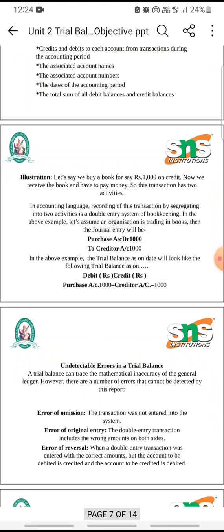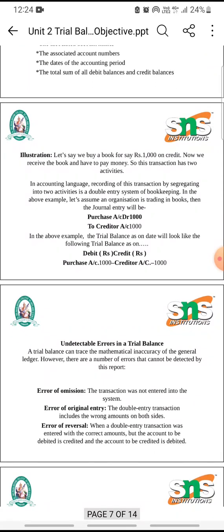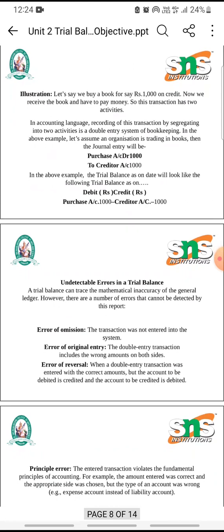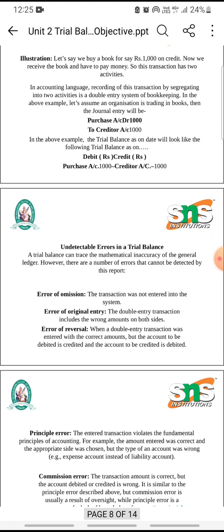Now we are going to see errors in a trial balance. What are the errors that come in a trial balance? First is error of omission, meaning the transaction was not entered into the system. Error of original entry: the double entry transaction includes the wrong amount on both sides. Error of reversal: when a double entry transaction has been entered with the correct amount, but the account that should be debited is entered as a credit.